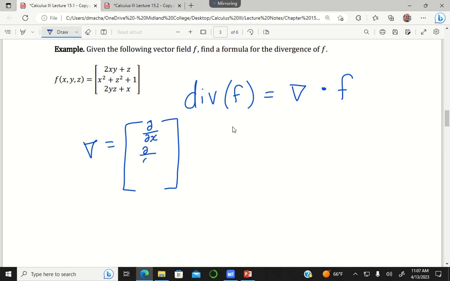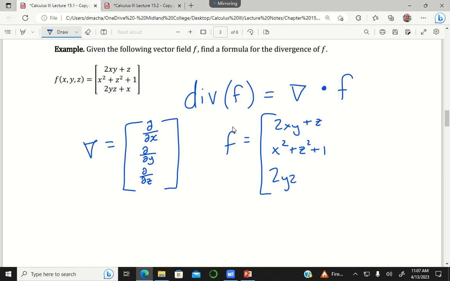And like I said, it's not really so much a vector as it is what you'd call an operator. And the operator is just where you take all the partials with respect to x, y, and z in this case. So if I talk about the nabla dot product f, and f is given by this vector, which has first entry 2xy plus z, second entry x squared plus z squared plus 1, and third entry 2yz plus x.